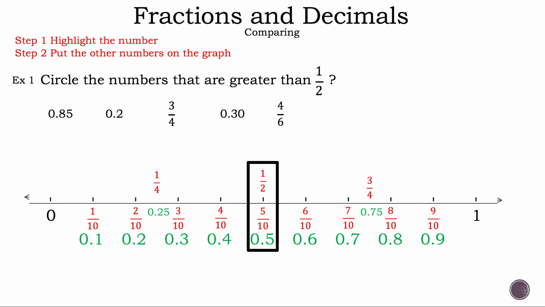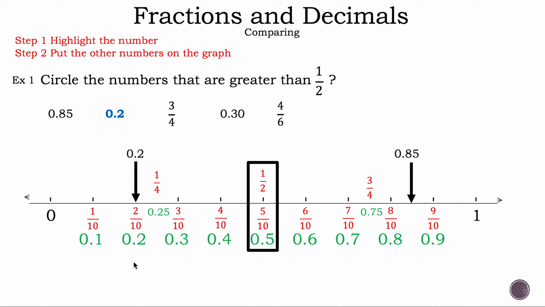Now let's go ahead and talk about 0.85. So we know, since we're dealing with a decimal, we can look at the green numbers and we know that it has to be between 0.8 and 0.9. And let's put it on the graph. Now let's go ahead and take a look at 0.2. Now let's find the green numbers and use them. 0.2 is here. So we can go ahead, put it on the graph.